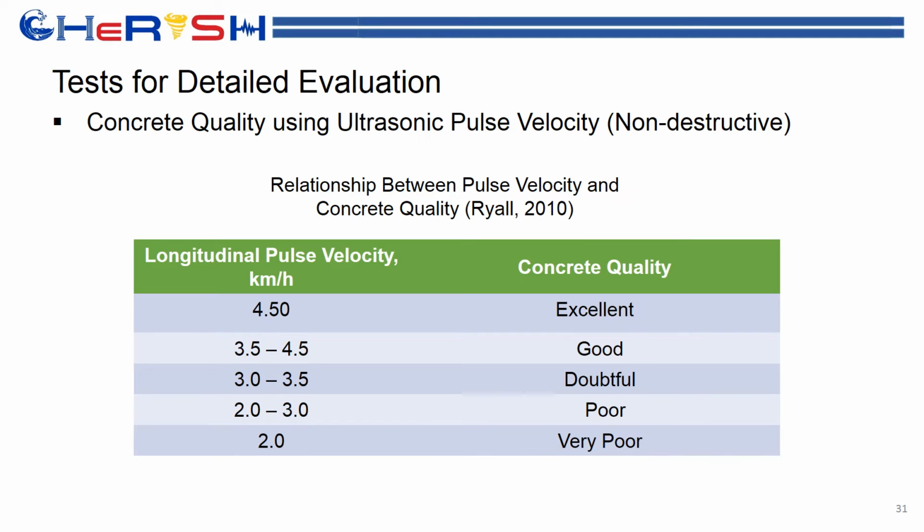Now, this is a table that shows you a relationship between the longitudinal pulse velocity measured in concrete in terms of concrete quality. A good concrete will always have around 4,500 meters per second, or 4.5 kilometers per second, pulse velocity, while a very poor concrete would have a lower pulse velocity. So that is also a good way to determine the quality of concrete.